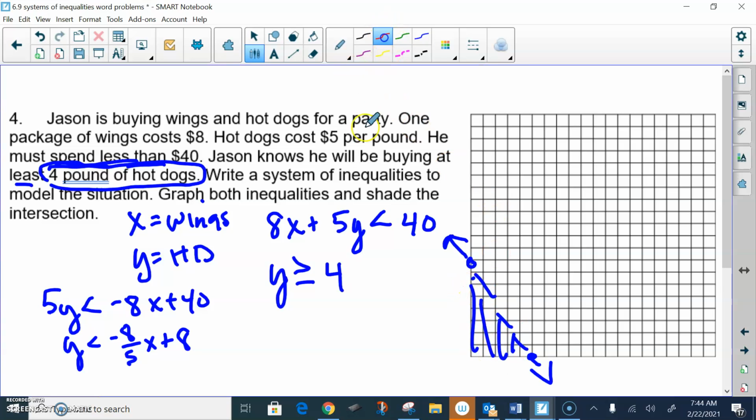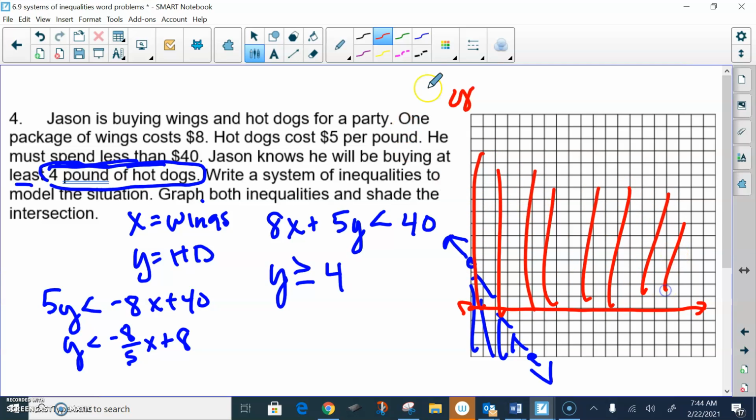And the last one, y, remember you go to your y-axis, which for us represents hot dogs. We go to positive 4, 1, 2, 3, 4. We're going to make this a solid line. And we want greater than. He has to buy at least 4 pounds of hot dogs. So we're going to shade up. And here we have it again. Here's our intersection. What does that represent? That represents the number of bags of hot dogs and wings that Jason's going to buy.